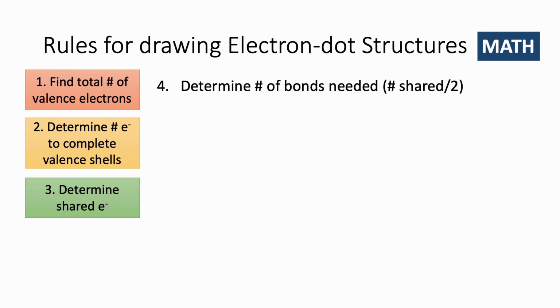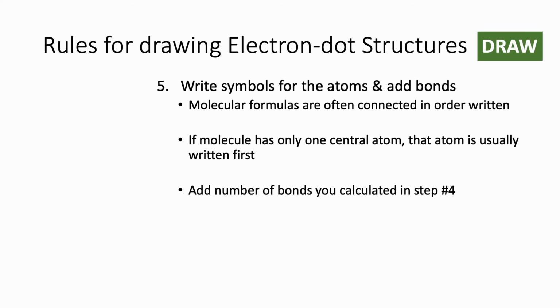Finally, you're going to determine the number of bonds that you need to draw. And basically what you're going to do is divide the number of shared electrons you got in step 3 by 2. And we're going to abbreviate this that way. So this concludes our math phase. Once we've calculated number 4, we're going to move on to the drawing phase.